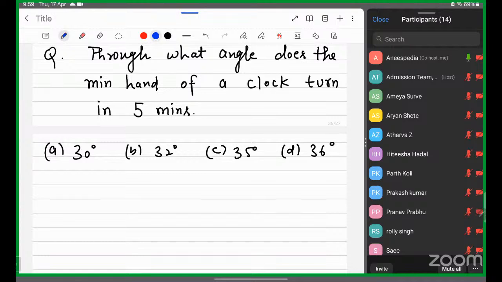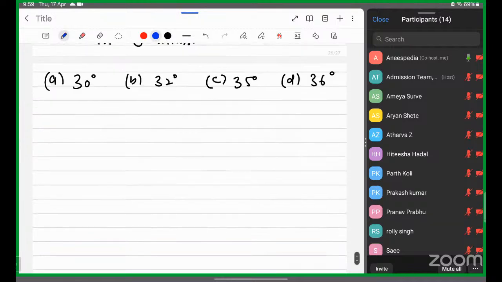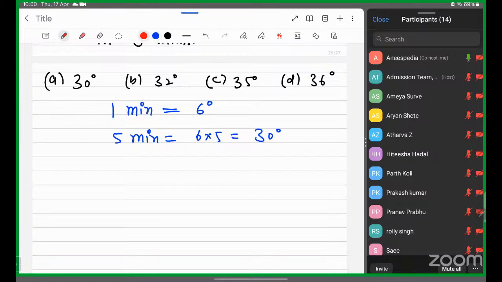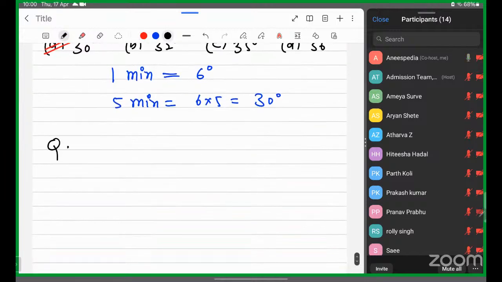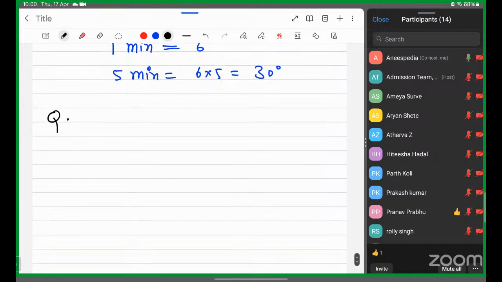So in 5 minutes, how much angle is traveled by minute hand? Again, straightforward. Minute hand covers 6 degree in 1 minute. So in 5 minutes, it will cover how much? 6 into 5, that is 30 degree. So option A will be correct answer. Are you getting it? Any doubt? No, sir.